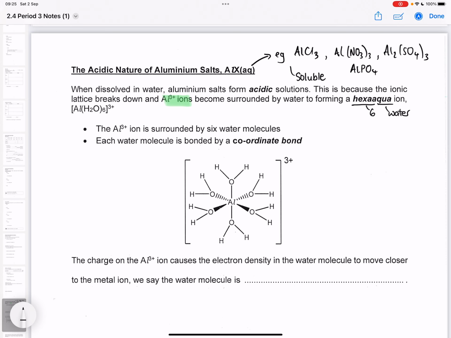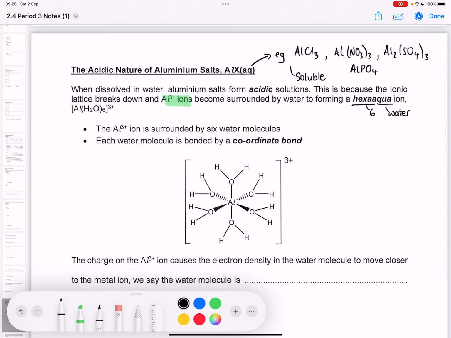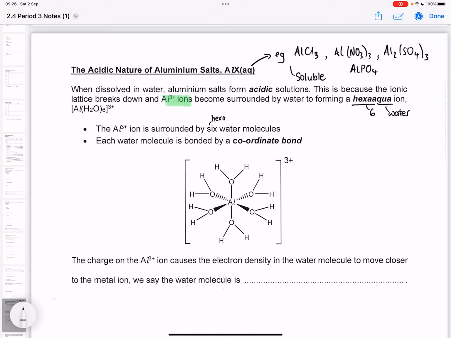And we get this formula [Al(H2O)6]3+, with square brackets around that to show that this is something called a complex ion. It's a metal ion surrounded by some small molecules that are forming coordinate bonds. The whole thing is an ion. So actually we could even imagine that in our aluminium chloride we've got this ion here, and then we've got 3 chloride ions. Or if we were talking about aluminium nitrate, we'd have 3 nitrate ions. So each aluminium is surrounded by 6 water molecules, so hexa-aqua ion.